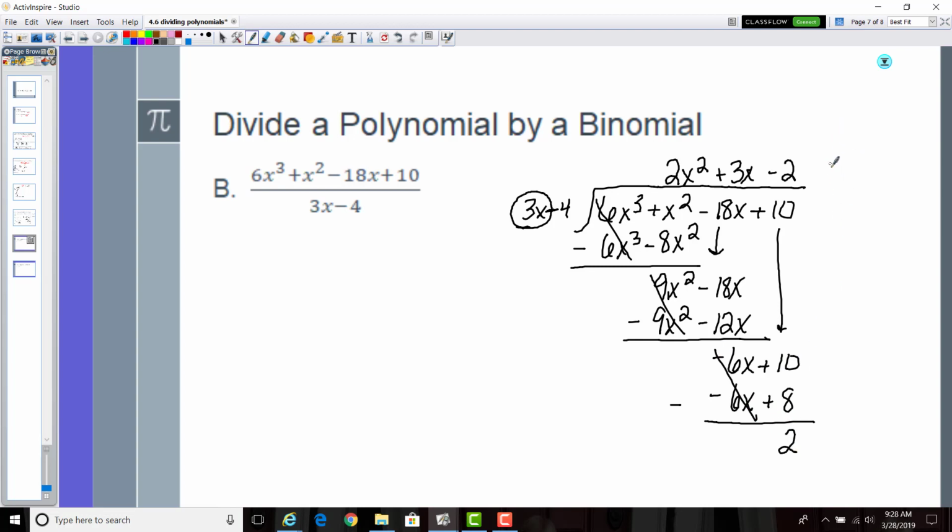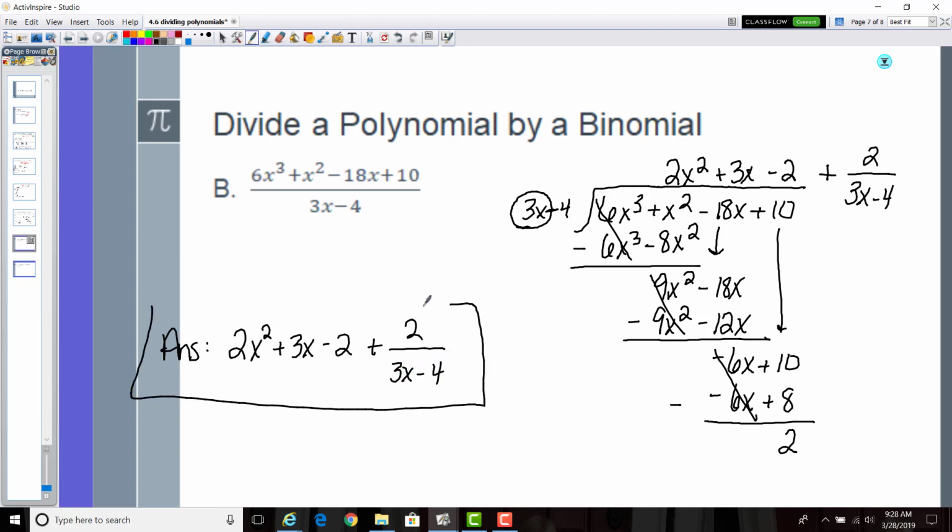Again, I've got a positive remainder, so we are going to add 2 of the groups 3x minus 4. So my answer to this division problem is 2x squared plus 3x minus 2 plus 2 over 3x minus 4. And one last one.